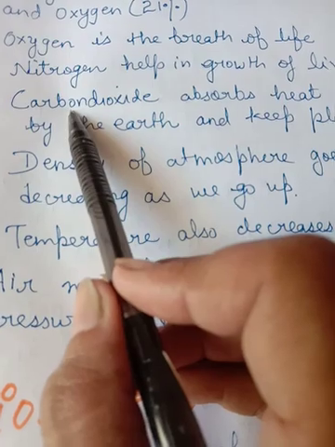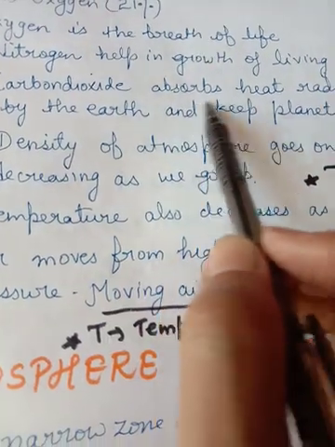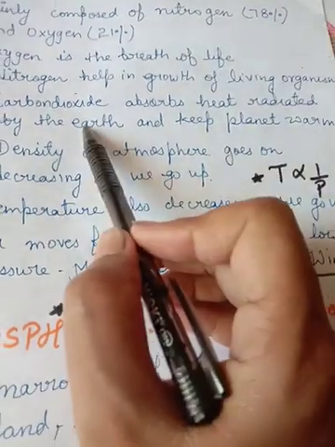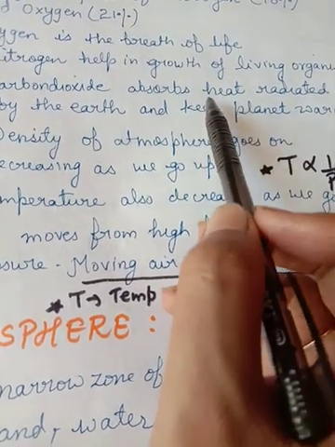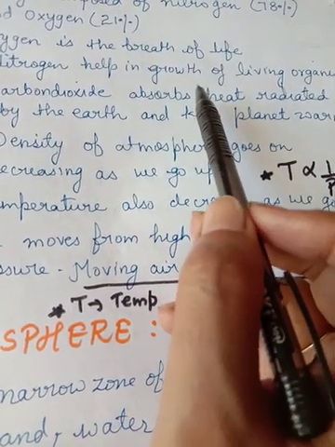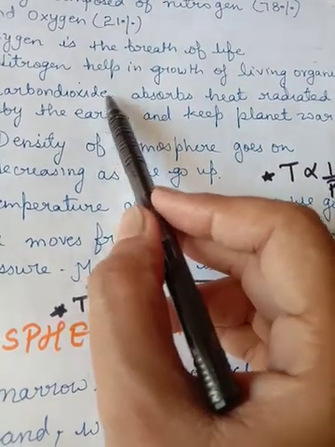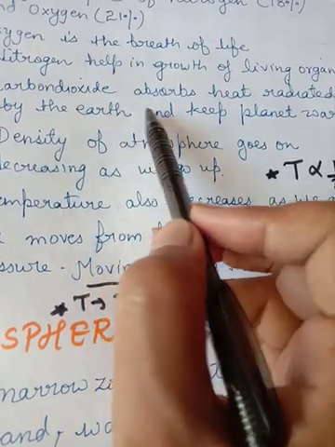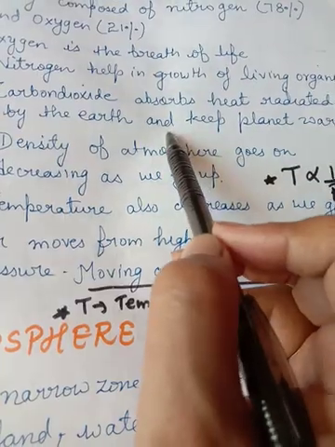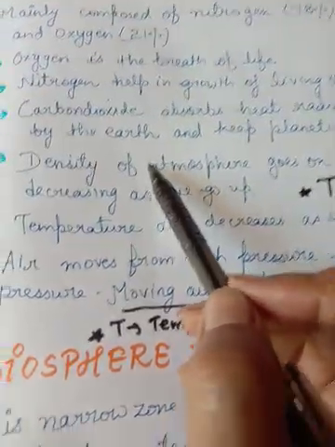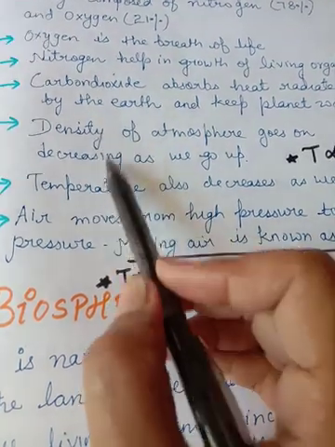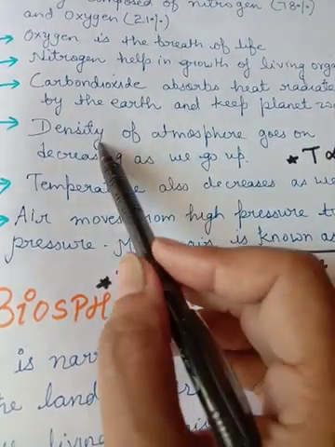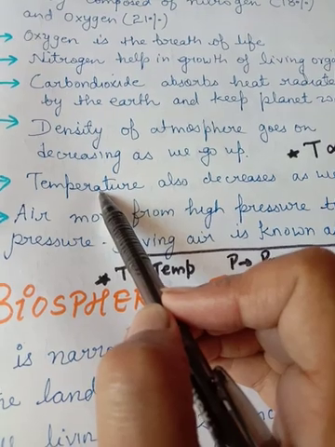Now carbon dioxide, what is its function? It absorbs the heat radiated by the Earth and keeps the planet warm. जो भी हीट अर्थ रेडिएट करती है, निकालती है, उसे ये एब्जॉर्ब कर लेता है. कार्बन डाइऑक्साइड की वजह से ही जो हमारा अर्थ है वो वार्म रहता है. Okay, so now as we go up, density and temperature both go on decreasing.